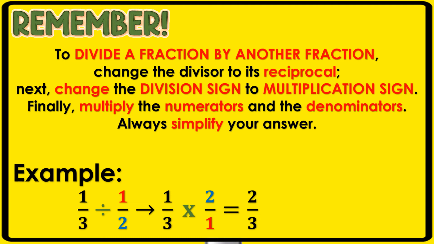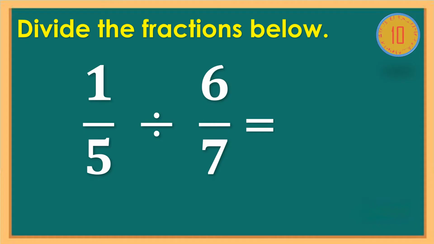1/2 becomes 2 over 1, and the division sign becomes a multiplication sign. Now we have 1/3 times 2 over 1, and the answer is 2/3. Divide the fractions below. 1/5 divided by 6/7.